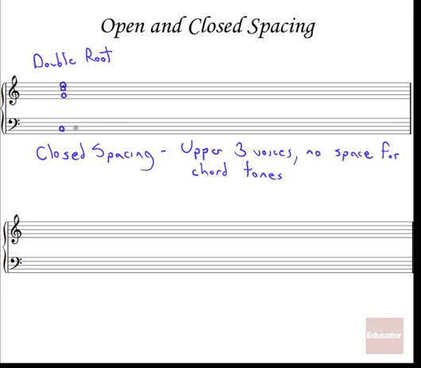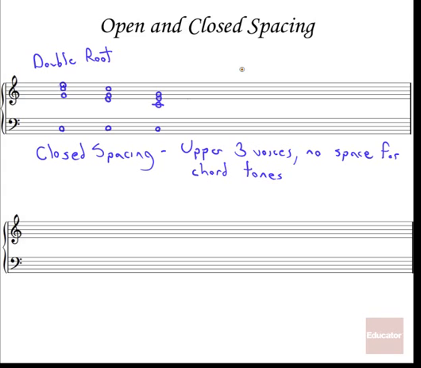If we were writing this C major in the three types of closed spacings, it would be this one here, and then this one here, and finally this one here. So we've got the third on top, the root on top, and then the fifth on top. And if we cycle back down, we'll just have the third on top again. Similarly, going the other way.